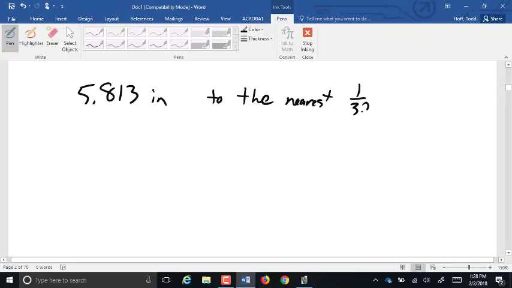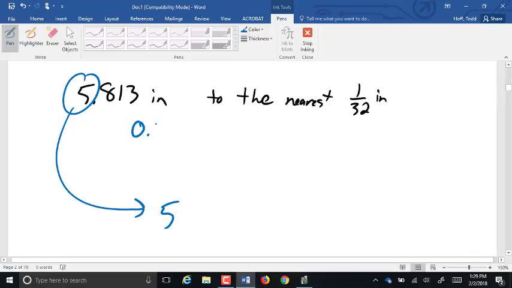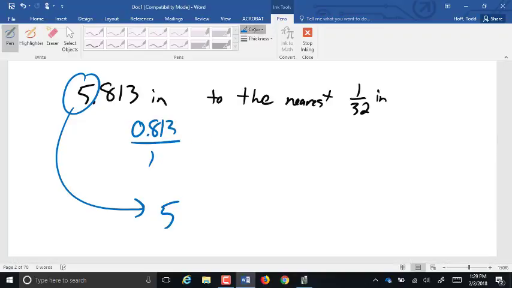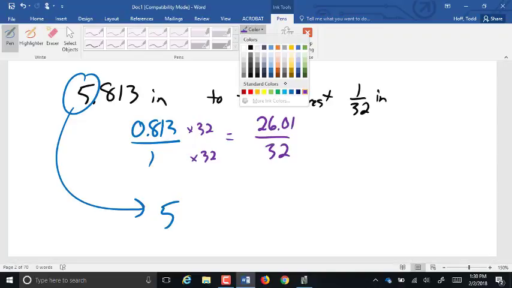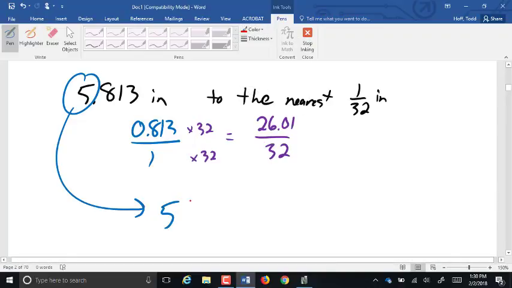In your notes, try this. 5.813 inches. Try to convert to the nearest 32nd of an inch. Okay, so we take off the 5. 0.813 over 1. What are we going to multiply by? 32. So 0.813 times 32 is 26 point what? 01. Okay, so that does round to 26, which is going to be 13/16.